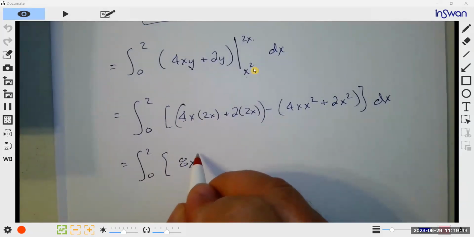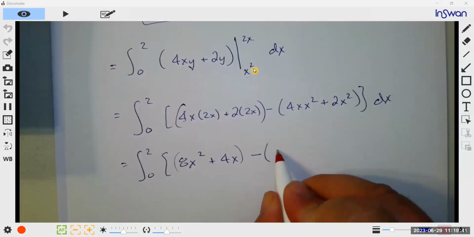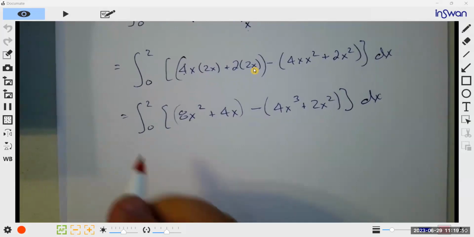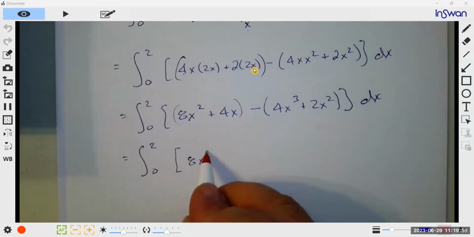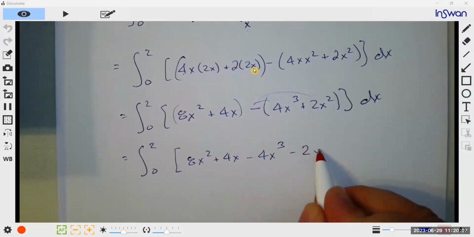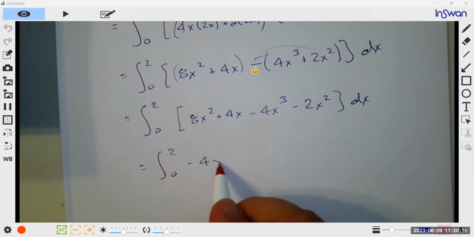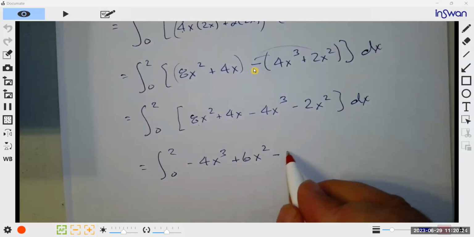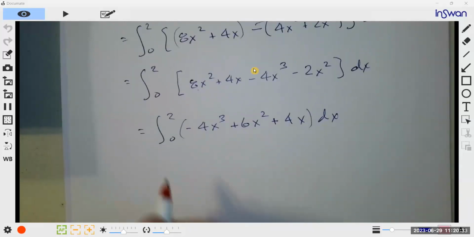So we have 8x squared plus 4x minus 4x cubed plus 2x squared. It's 8x squared plus 4x minus 4x cubed minus 2x squared. So we have minus 4x cubed, 8x squared minus 2x squared is positive 6x squared, plus 4x. Now integrate it with respect to x.